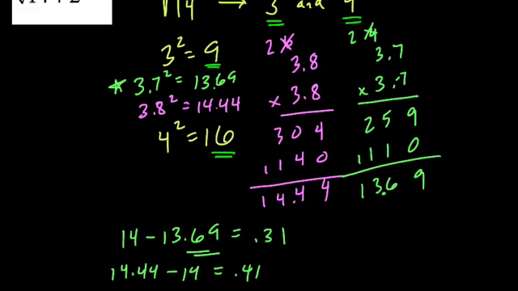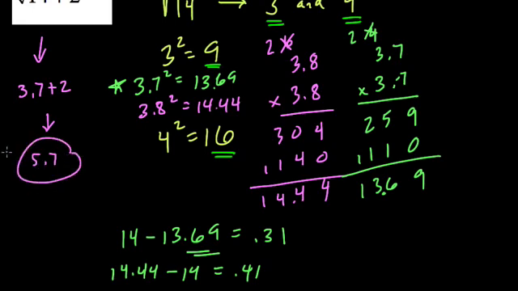So in this case, for this type of problem, if they tell you to round to the nearest tenth, that's your decimal approximation. So really all we have to do is 3.7 plus 2. And what's that? Well, that's 5.7, and we're done. All right, hope this helped.